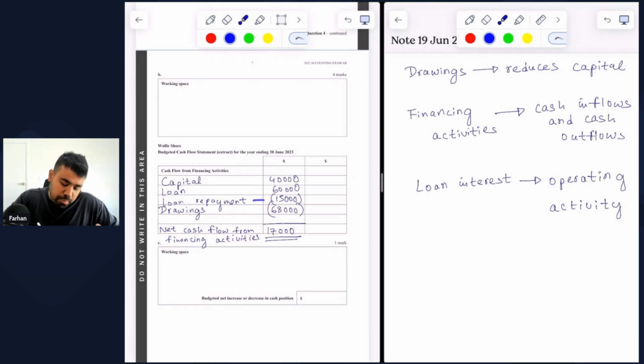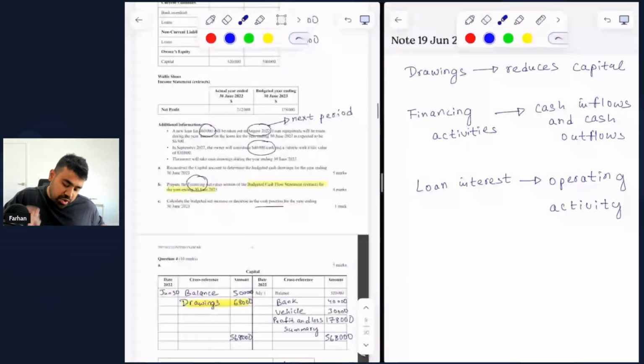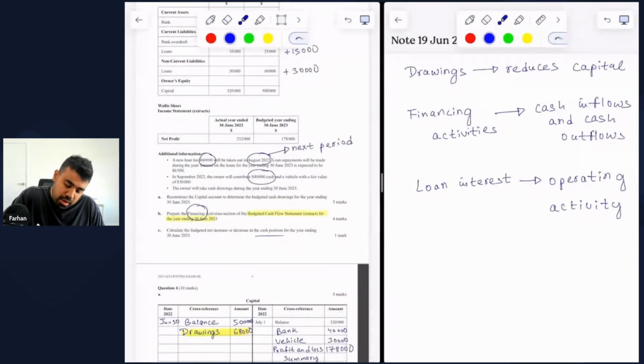So what about the loan repayment of negative 15,000? So if you check the first additional information, it says that loan repayments will be made during the year, and interest on the loans for the year ending 30 June 2023 is expected to be $6,500. Now, loan repayment here refers to the repayment of the principal. The principal refers to the amount that we have borrowed. Interest is a cost of the loan that the business has to pay.